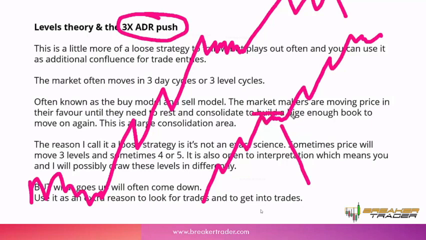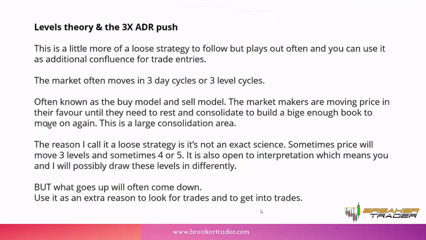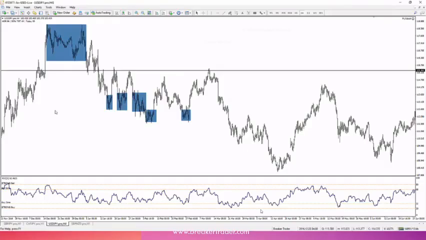But the thing to look out for is this consolidation area. What it does is it moves up 3 times, and then it consolidates. Remember the market makers, the banks, they're building their order books, ready to take price off in another direction. That's what it is. So let's have a look at this on a chart and see if we can identify some 3-level pushes for you.